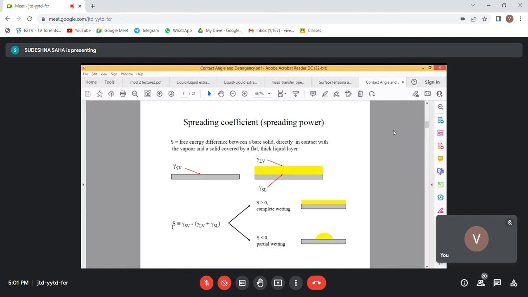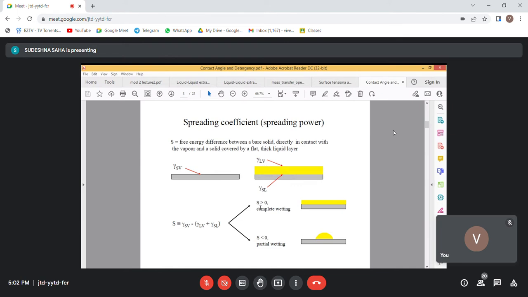So the spreading coefficient is given by gamma SV, the interfacial tension between solid and vapor, minus gamma LV plus gamma SL, where gamma LV is the liquid-vapor interfacial tension and gamma SL is the solid-liquid interfacial tension. Suppose we have a solid surface, a wall that we want to coat. The bare surface in contact with air has the surface energy or interfacial tension gamma SV. When you apply the coat, at the interface it gives gamma SL, whereas at the top of the coating surface it gives gamma LV, okay?